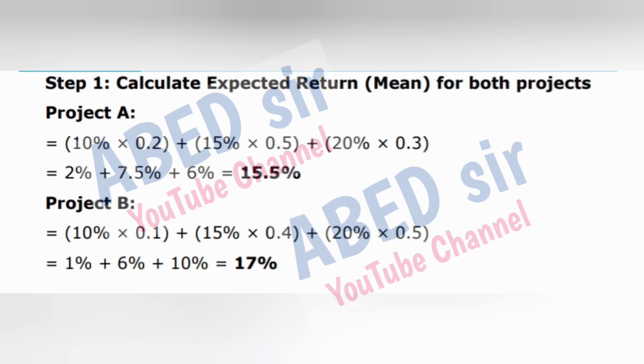Project A is equal to 10% times 0.2 plus 15% times 0.5 plus 20% times 0.3 is equal to 2% plus 7.5% plus 6% equals 15.5%. Project B is equal to 10% times 0.1 plus 15% times 0.4 plus 20% times 0.5 is equal to 1% plus 6% plus 10% equals 17%.